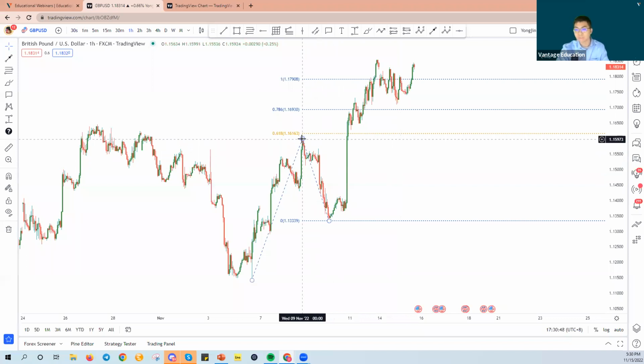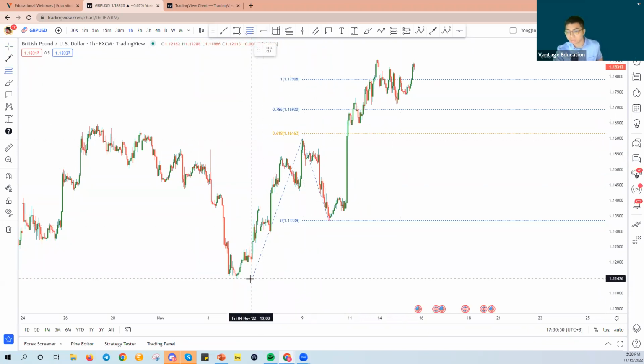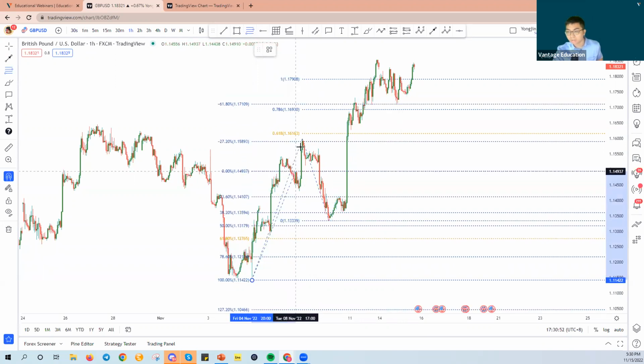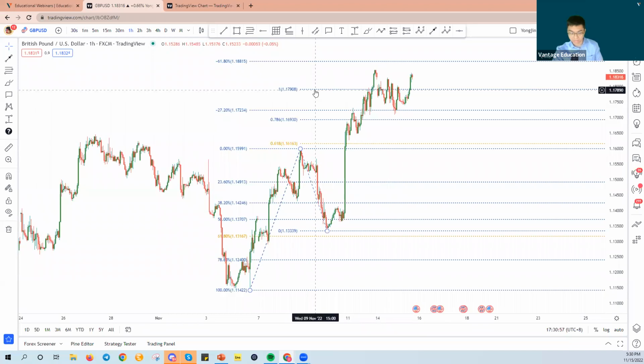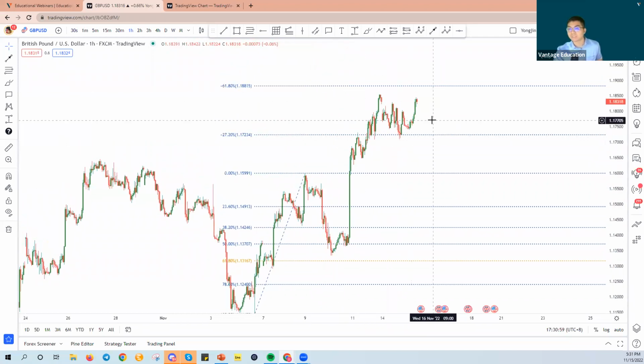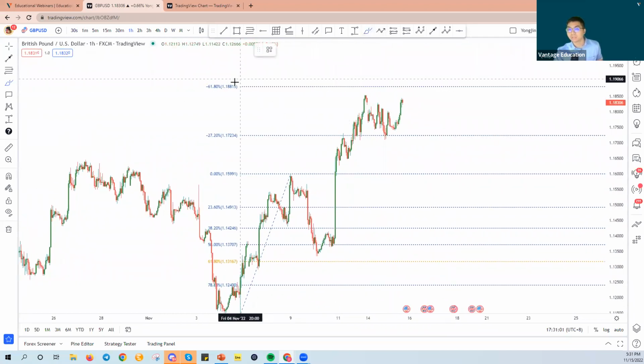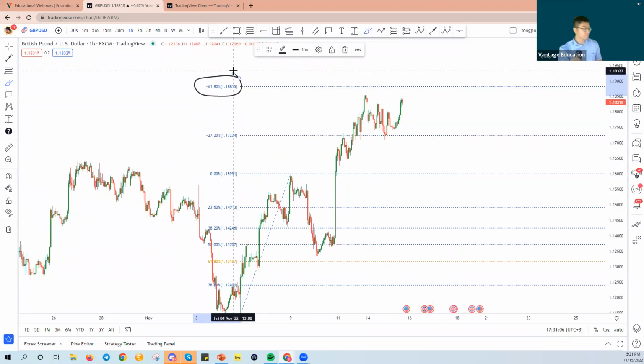So if I delete this projection line, maybe if I delete this projection line, I draw a line up here. So I can see that instead of using a projection line, price looks like it's aiming for the negative 61.8 expansion line.